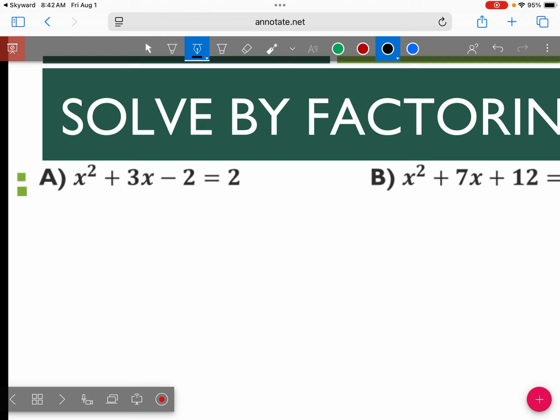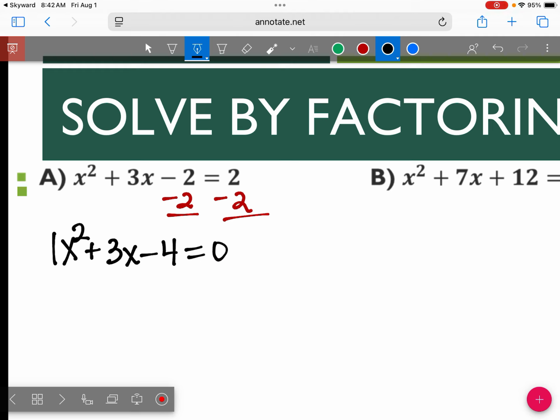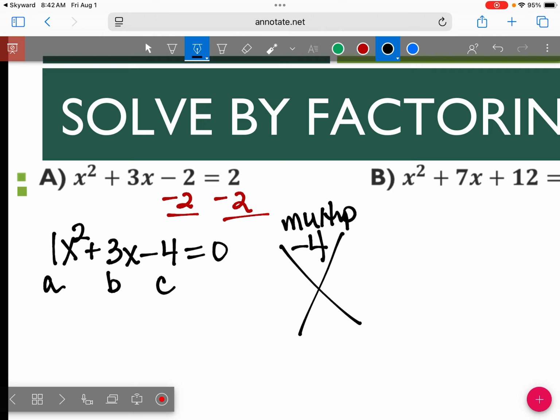So for this first one, I'm going to subtract 2, which gives you x squared plus 3x minus 4. So A is 1, B is 3, C is negative 4. So I need two numbers that multiply to give you negative 4 and add to 3.